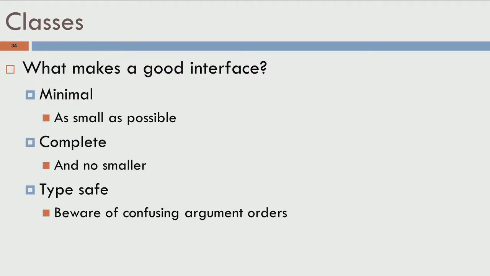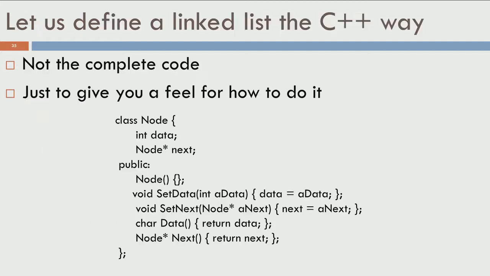So, many times we go and look at what makes a good interface. So, we define classes in such a way that an interface is minimal. It should be as small as possible. At the same time, it has to be complete. So, it has to be small enough to do all the basic things, but not any smaller than that. It has to be the smallest and elegant set of things that you want to expose to the external world, and it has to be safe. So, you do not want to have the arguments passed in a different manner and so on. You ensure that it is type safe.